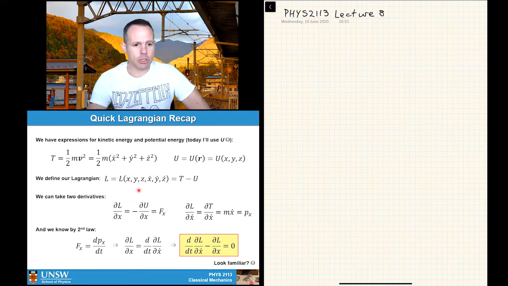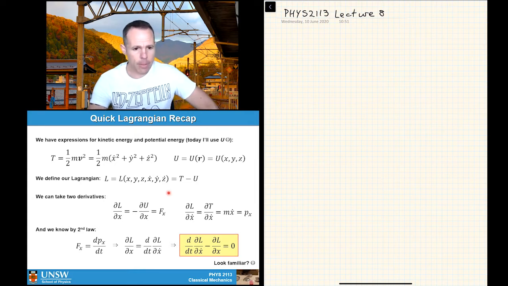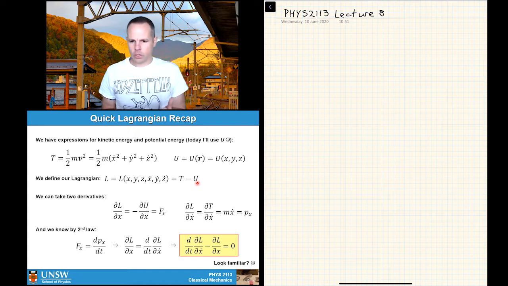And then, as we saw earlier, we can define this thing called the Lagrangian, which ultimately is a function of x, y, z, x dot, y dot, z dot. So it's a function of positions and velocities. That is the kinetic energy minus the potential energy. And as we saw in lecture 3, we define this because it works, okay?